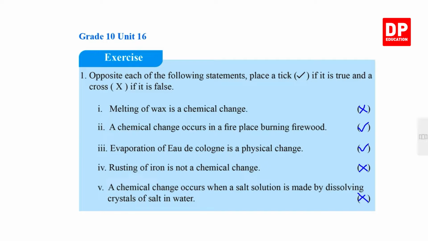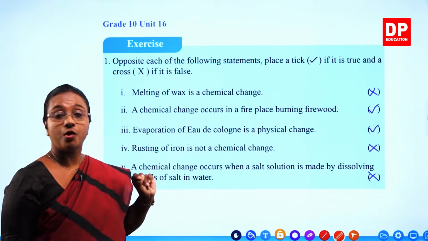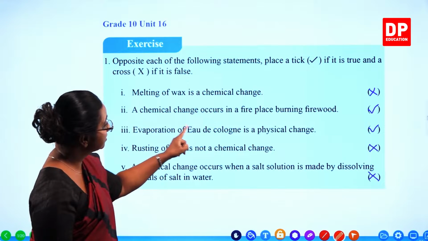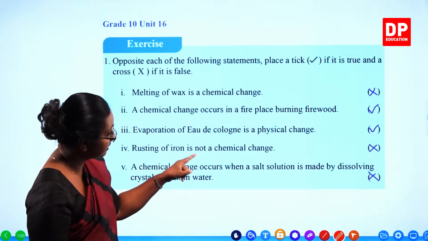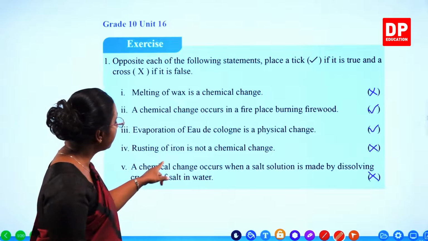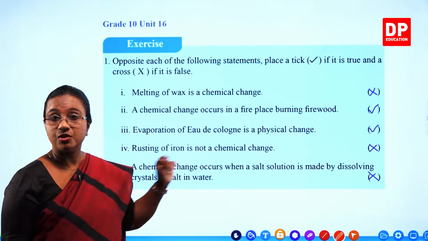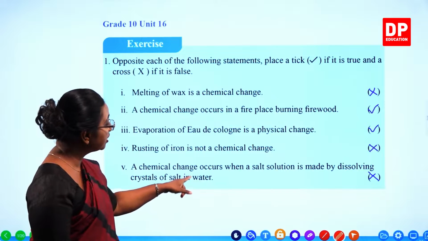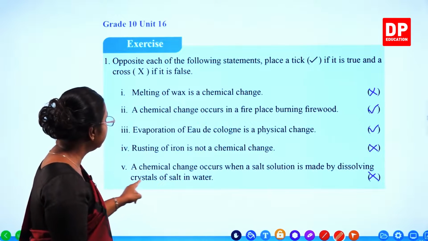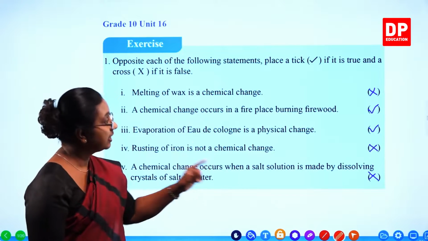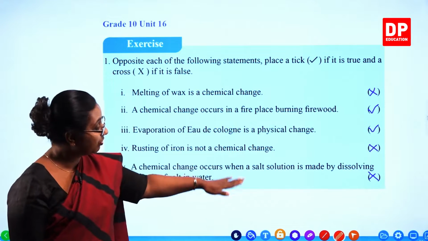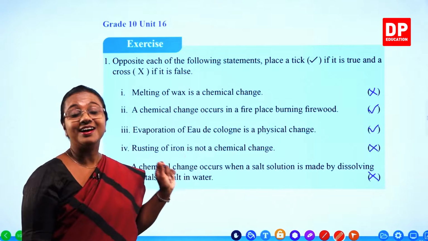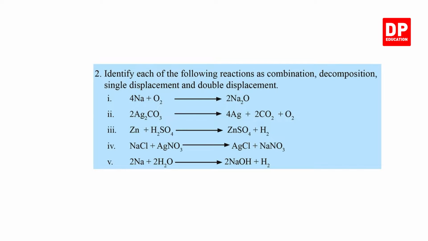So those are the 5 statements given to you. Melting of wax is a chemical change. False. A chemical change occurs in a fireplace burning firewood. True. Evaporation of eau de cologne is a physical change. True. Rusting of iron is not a chemical change. That is also false. And a chemical change occurs when a salt solution is made by dissolving crystals of salt in water. That is also false. So these are the statements. I am sure you did them all correctly. With that, I will move on to the next slide, the next question.